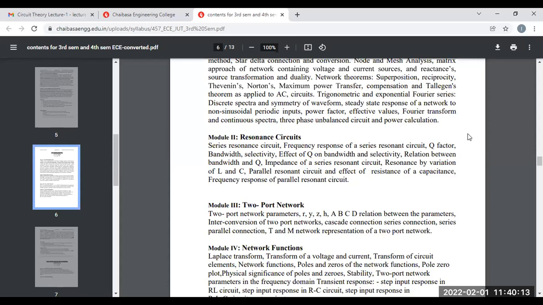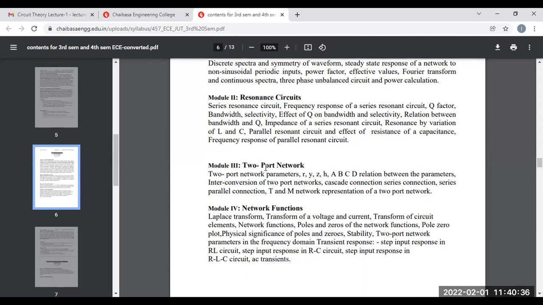In the morning, have you attended any classes? The morning session prior to my class, have you attended any class? Yes, sir. Okay, fine. Myself and another faculty member, Mr. Chayan Chakraborty, both of us will be taking this paper. I will start with the two-port network module. I will start this module first.